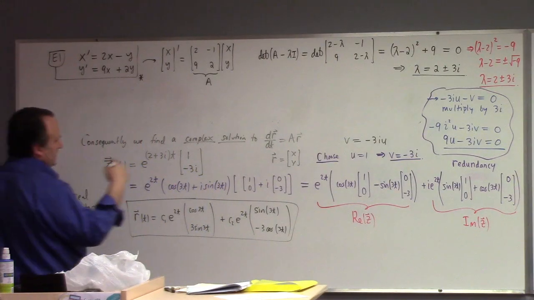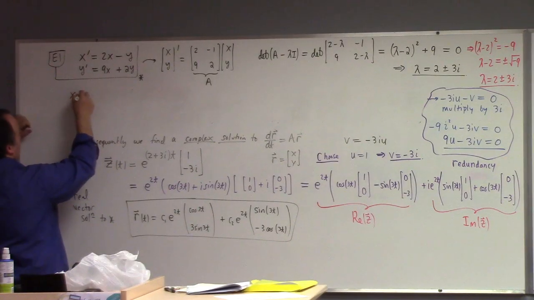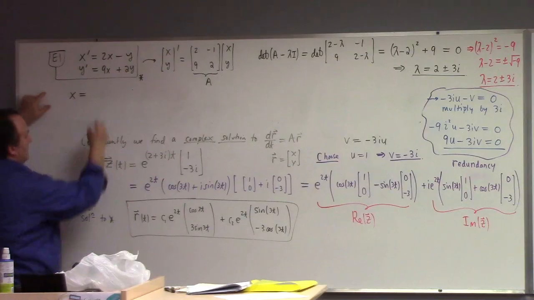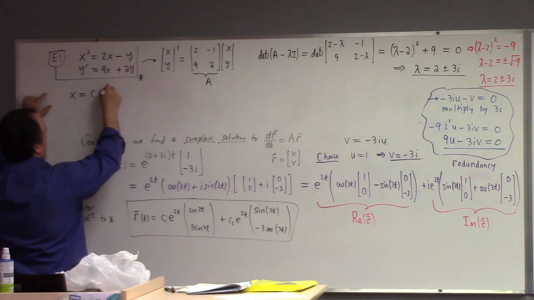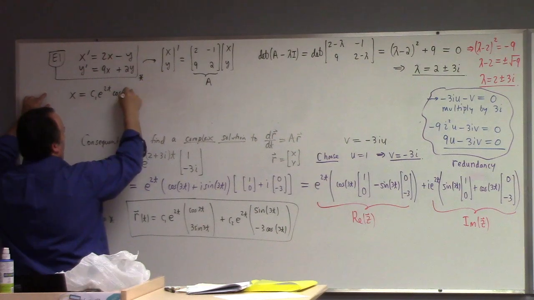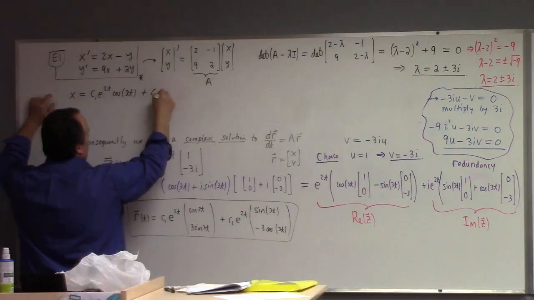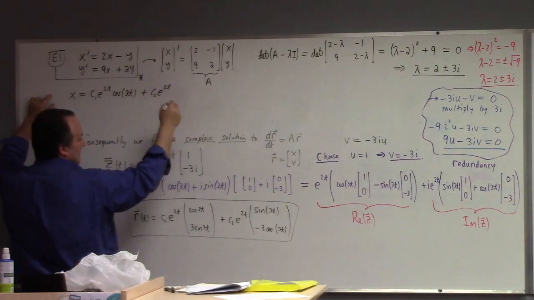If I had, well, I'll show you the theory here in just a second, but let me write down the scalar. So the actual solution to x and y is x is equal to c1 e to the 2t cosine 3t plus c2 e to the 2t sine 3t.